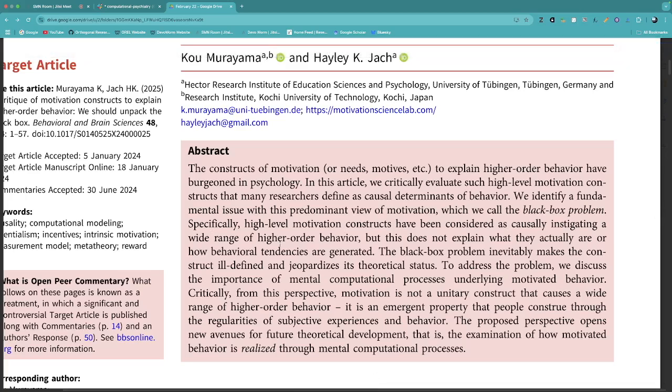Specifically, high-level motivation constructs have been considered as causally investigating a wide range of higher-order behavior, but this does not explain what they actually are or how behavioral tendencies are generated. So we don't know. We could break this down into its cognitive psychology. We could also break this down into its neural mechanisms. So we can drill down to a number of levels here. Of course, we'll still have black boxes once we drill down, but that's for another paper.